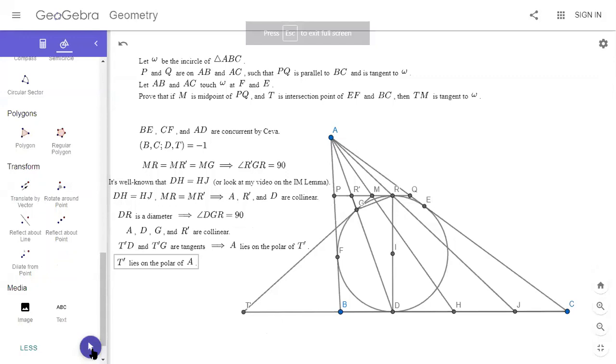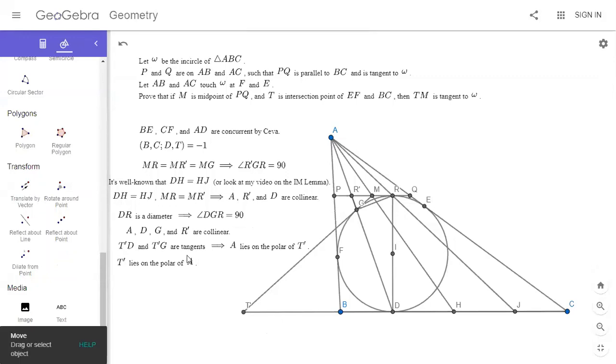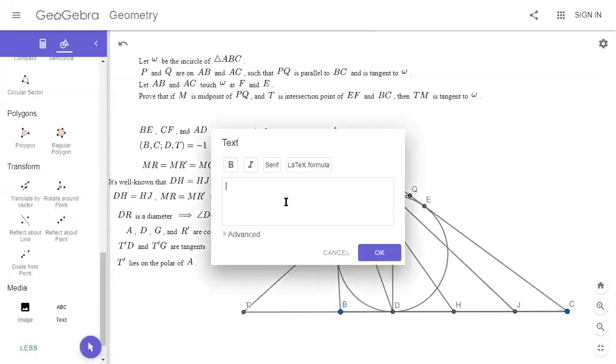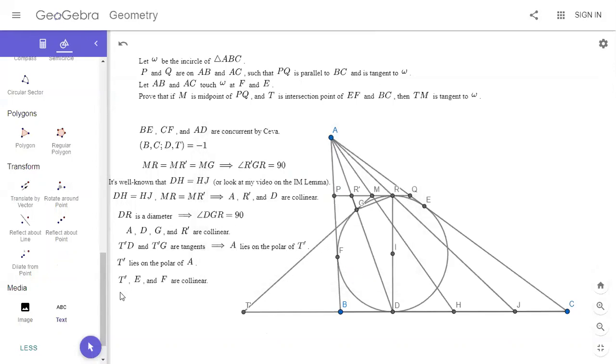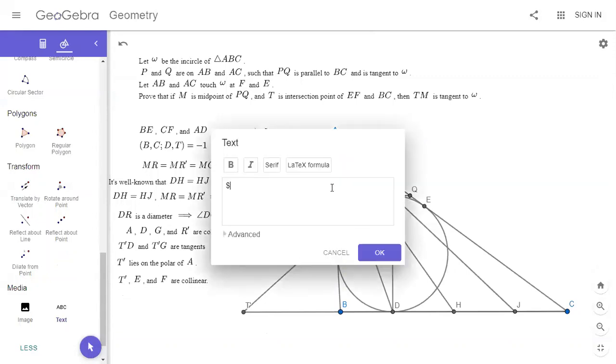So T prime lies on the polar of A. So T prime, E, and F are collinear, because AE and AF are tangents. And so that means T prime equals T, and that solves the problem. So I'm just going to write that out. T prime equals T. So TM is tangent to omega.